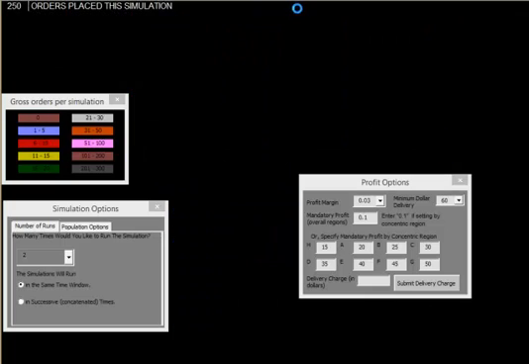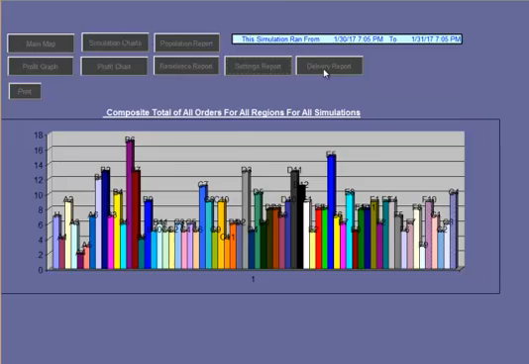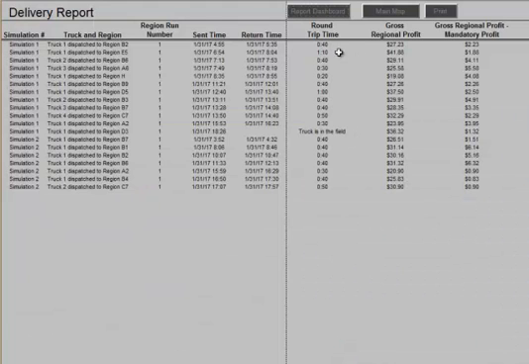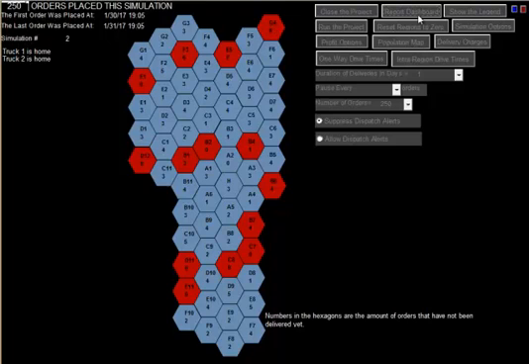Okay, the first place that we should go is to the delivery report to see how many trucks were sent out. There was a truck in the field at the end of the first simulation. There were more runs in the first simulation than the second. There are no trucks in the field at the end of the second simulation.